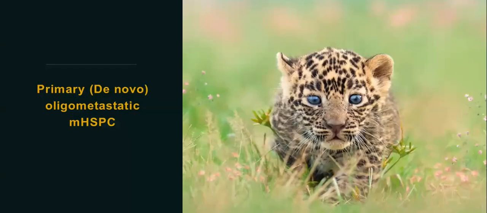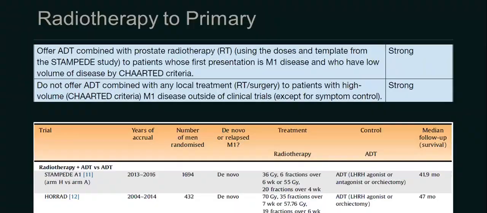So we'll now give some time to the different aspects of the metastatic, and I would like to start with the de novo oligometastatic hormone-sensitive prostate cancer. What's the rationale for the radiotherapy? According to the EAU, you should offer ADT with radiotherapy to patients who present with de novo metastatic disease. And this is according to the CHAARTED criteria that we have. To not offer ADT combined with local treatment for high volume disease. This is again coming from the CHAARTED trial.